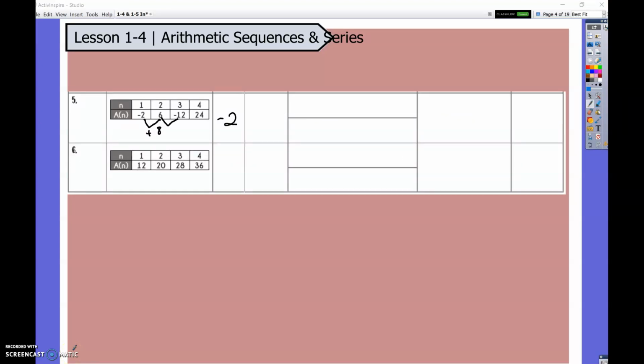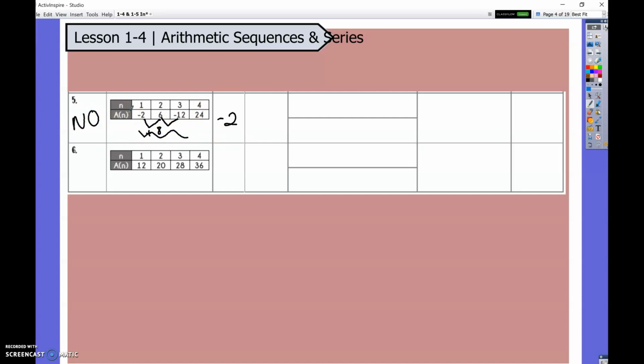All right, so looking here at example 5, I see the first term is negative 2, so I've written that here. The first time it goes from negative 2 to 6, that'd be adding 8. But now it's going from 6 to negative 12, and that is not adding 8. No matter what's going on here, it is not arithmetic, so we can move on, and we do not have to do that one.